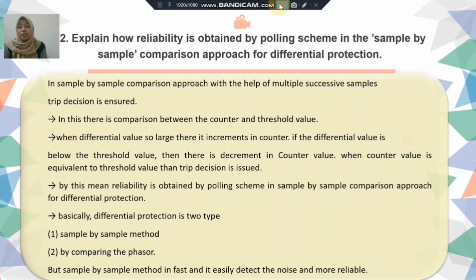Basically, differential protection has two types, which is the sample by sample method, and the other one is by comparing the phasor. But the sample by sample method is fast, easily detects the noise, and is more reliable.